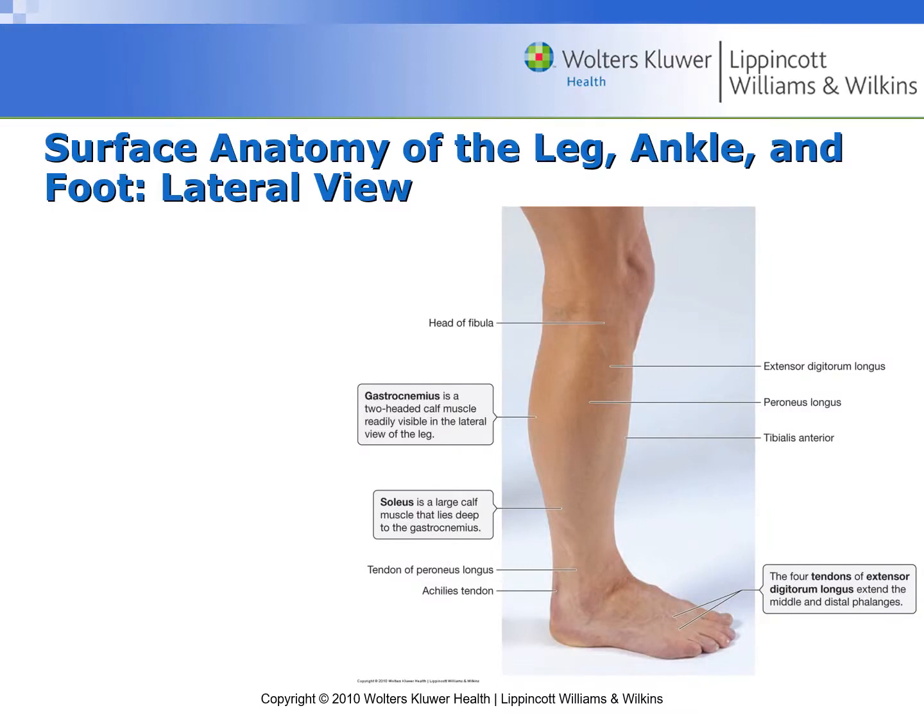Over to the right most superiorly, we see the extensor digitorum longus. We see the peroneus longus and the tibialis anterior. The four tendons of the extensor digitorum longus extend the middle and distal phalanges.